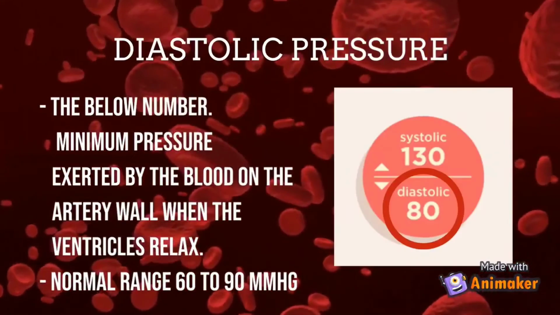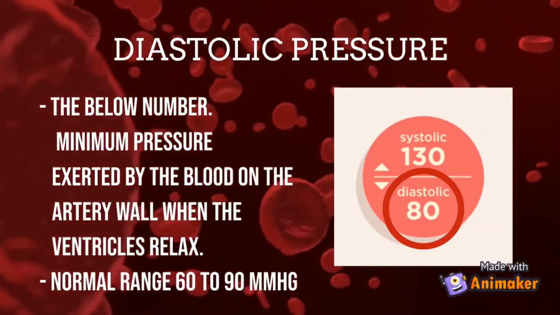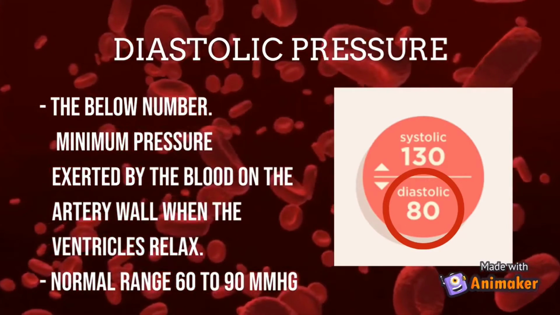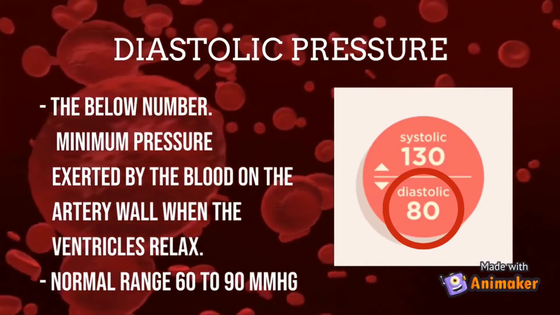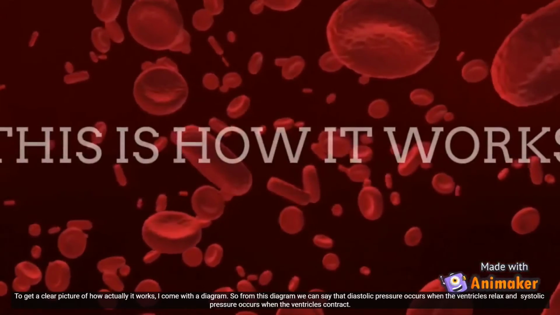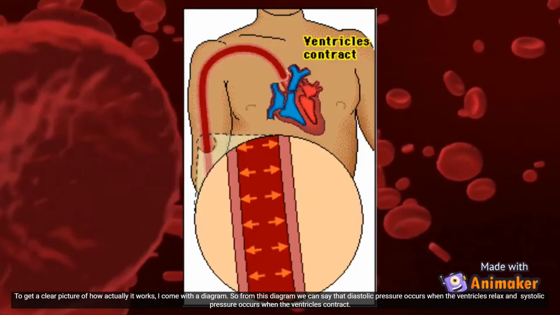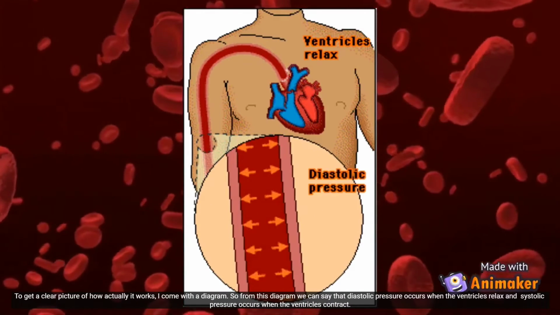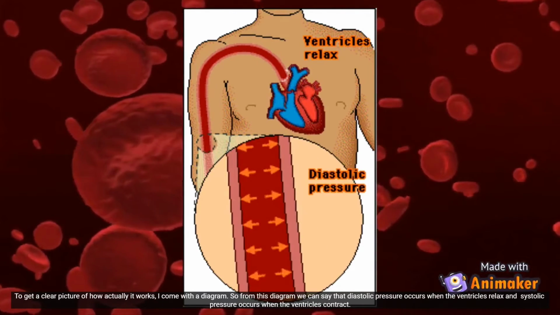Diastolic pressure. Diastolic pressure is the bottom number, which is the minimum pressure exerted by the blood on the artery wall when the ventricles relax. The normal range for diastolic pressure is 60 to 90 mm of mercury. To get a clear picture of how it actually works, I have come up with a diagram. From this diagram, we can say that diastolic pressure occurs when the ventricles relax and systolic pressure occurs when the ventricles contract.